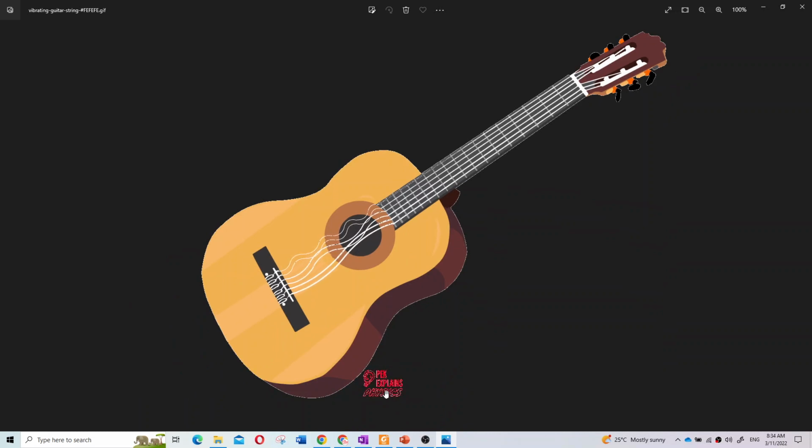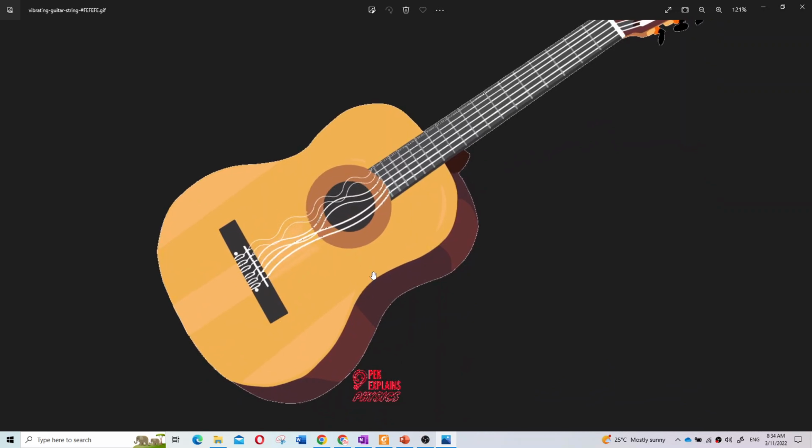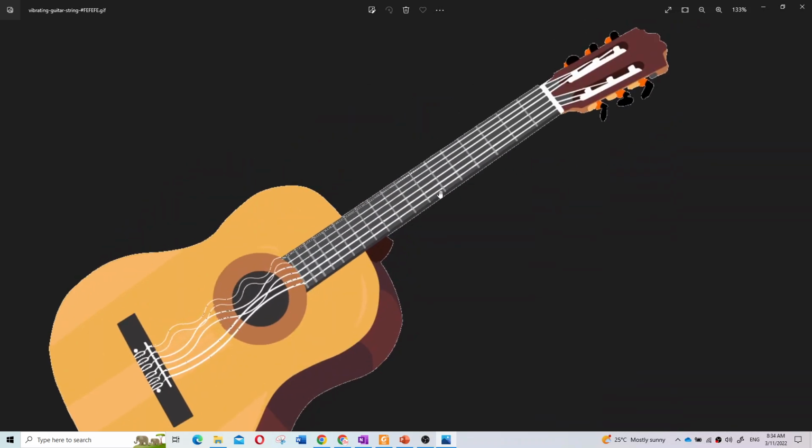See my logo there, Pax Explain Physics, because this was originally made by Mr. Pax. So you fix the point here, so this point becomes a node and doesn't vibrate. The other points can vibrate, but the point you fix, or the point you fret, cannot vibrate because it becomes a node. The point you touch on the string becomes a node. Node means the particle does not vibrate. Understand, class?